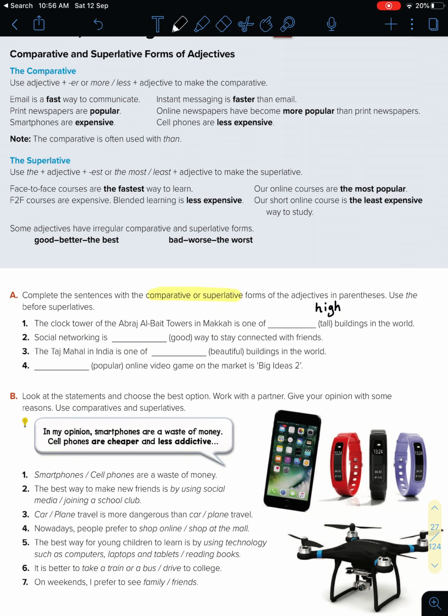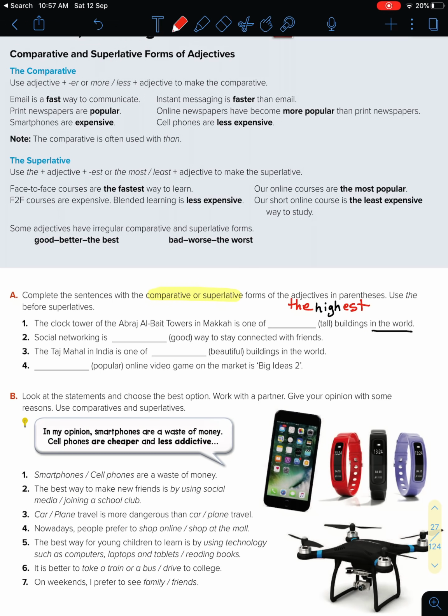Okay. Now let's do this. Now if you can see we have in the world، يعني هنا superlative، الصفة قصيرة so it will be the highest. Okay, so it will be the highest. So again, the clock tower of Abraj al-Bayt Towers in Mecca is one of the highest buildings in the world. Now the next one, social networking is good way to stay connected with friends.